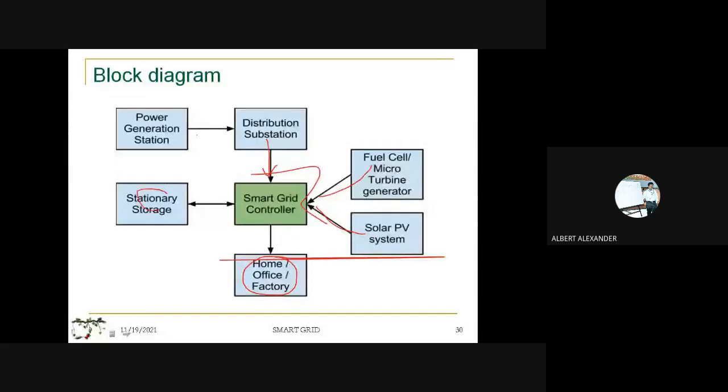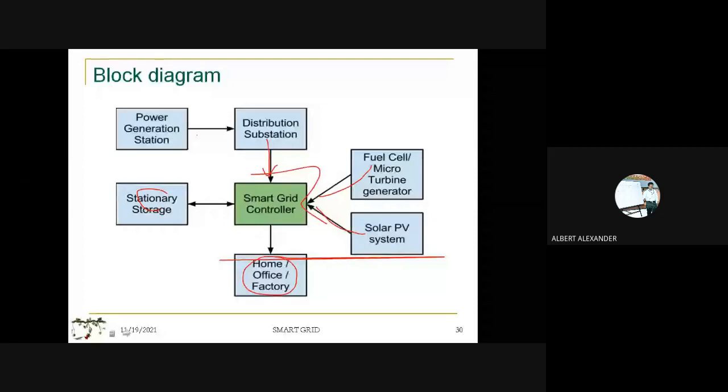We have the same block diagram as what we saw for the microgrid, the same block diagram for the smart grid. The only thing is that it works on data. It works with a data environment to take the appropriate decisions.